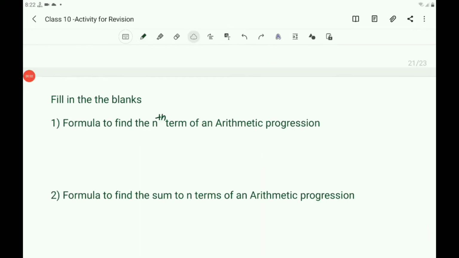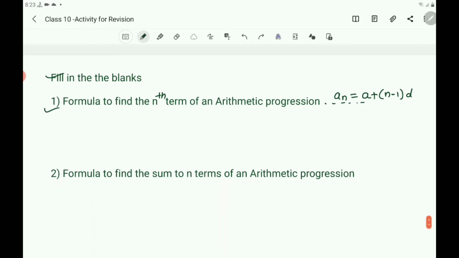In the third main, there is a question, fill in the blanks. The first one is, formula to find the nth term of an arithmetic progression is blank here. So what is the formula to find the nth term of an arithmetic progression? That is, an equals a plus n minus 1 into d, where a is the first term and d is the common difference and an is the nth term. So formula to find the nth term of an arithmetic progression is an equals a plus n minus 1 into d.